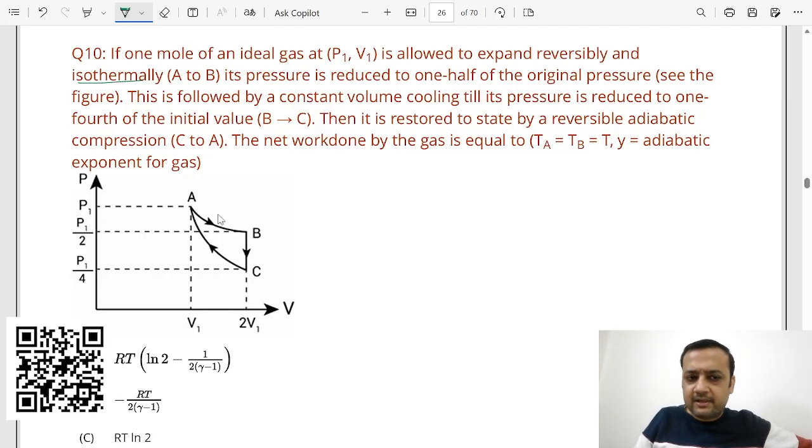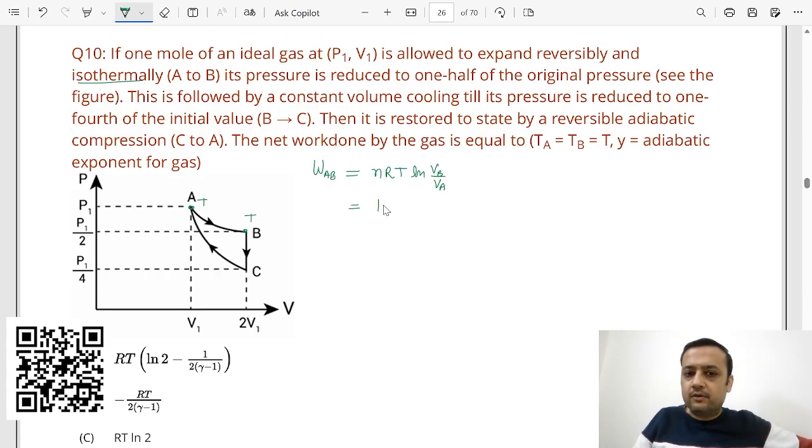Now they are saying that A to B is an isothermal process, and here they are calling the temperature T. Here also the temperature will be T, right? We have to find the work done in the overall cycle. Now what is the work done in AB? AB is an isothermal process, and in an isothermal process the work done can be written as nRT ln of final volume by initial volume, right?